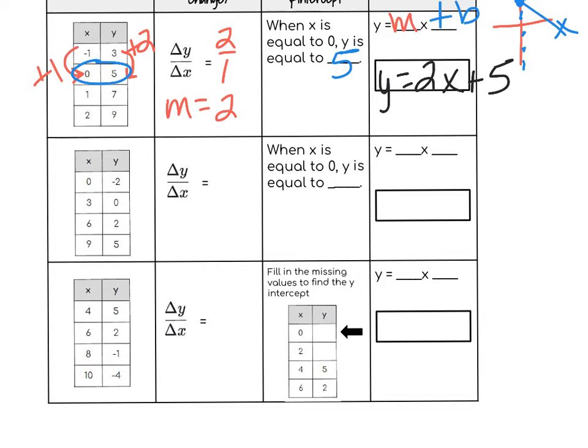Alright, so let's see how you did. Change in y over change in x. Negative 2 to 0 is plus 2. 0 to 3 is plus 3. So my slope is 2 over 3.